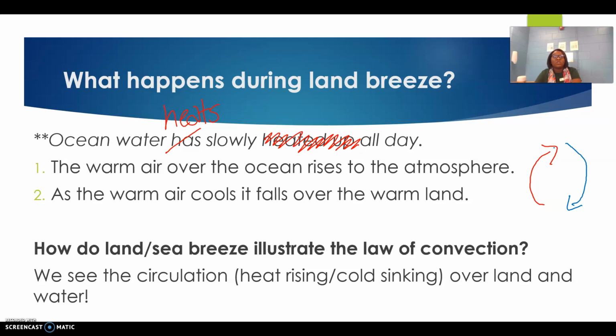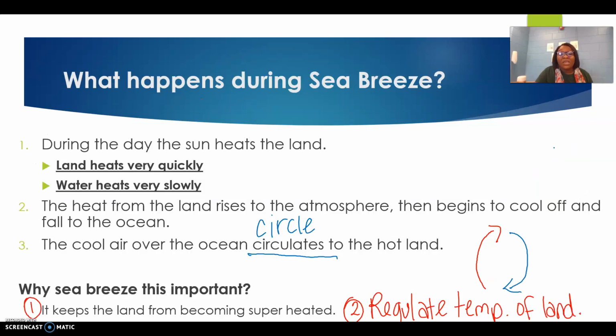So the last question we'll answer today, and feel free to pause me if you need to, is how do land breeze and sea breeze illustrate the law of convection? Well, we see the circulation of heat rising and cold sinking over both land and water. So it's extremely important for us to understand that what makes land breeze and sea breeze so important, we don't ever want to forget this, is it helps to regulate the temperature. What's the new word for regulate? Control the temperature of any land near water.